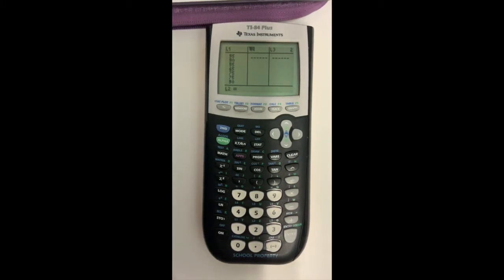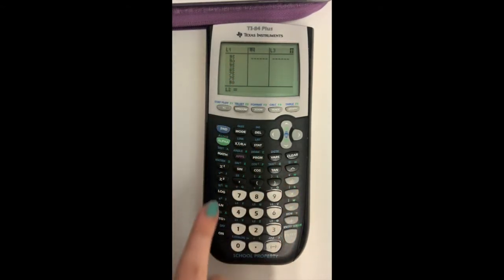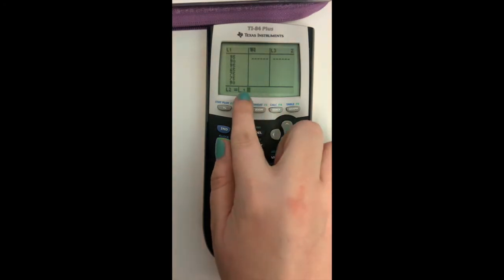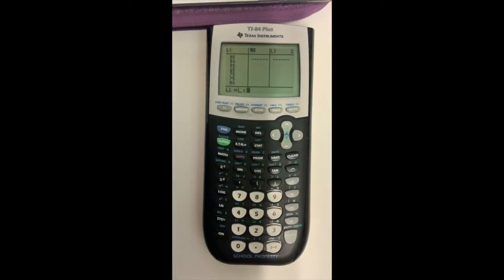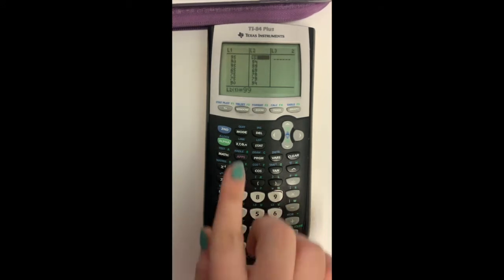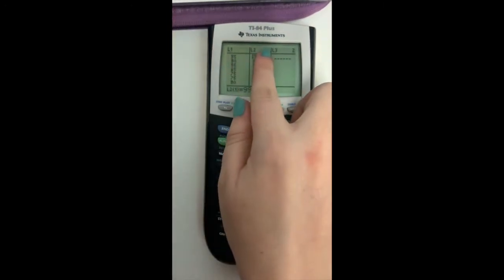So in list 2, I want my data to all increase by 4. To change all of the data in L1, I'm going to hit second, and the 1 key has this little blue L1 right above it. When I hit that, it says that I'm working with list 1. I want all data to be increased by 4, so I'm going to hit +4, and then hit enter. That calculates 95 plus 4, 90 plus 4, 95 plus 4 for the entire list.